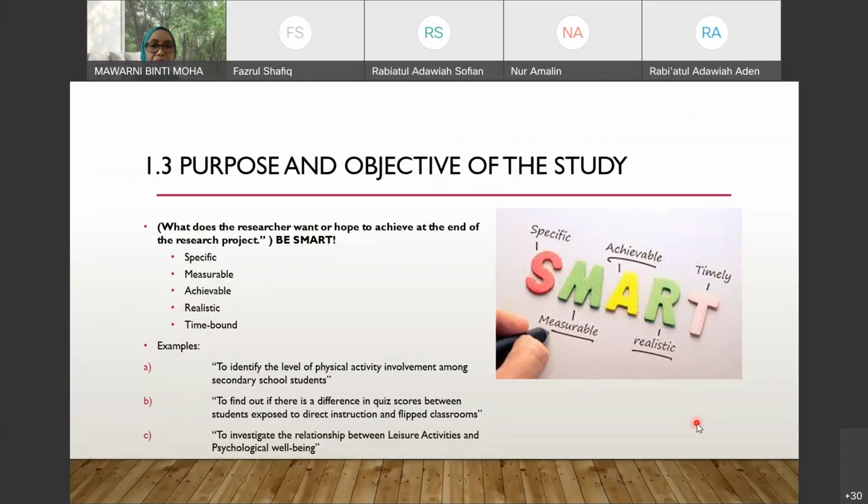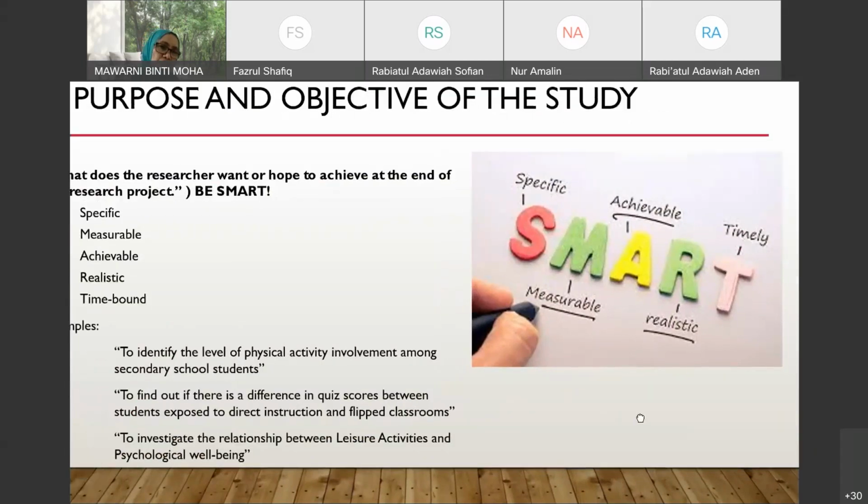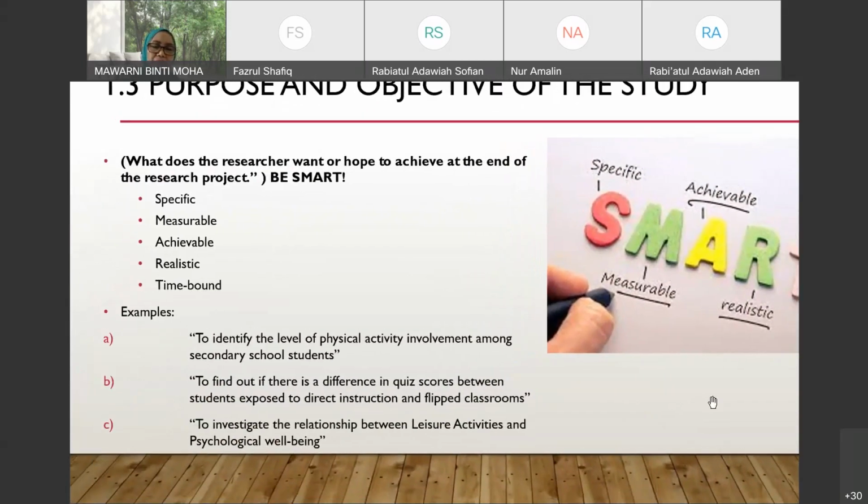Okay, now this is the example: to identify the level of physical activity involvement among secondary school students. Do you think it has all the SMART elements there? Is it specific? Measurable? Achievable? Realistic? Time bound? Think about it, all right? But then again, secondary school students, is it in Malaysia? Is it in Sabah, Sarawak? Is it in Selangor or Shah Alam? Okay. So you have to bring it down into a more specific area of focus.